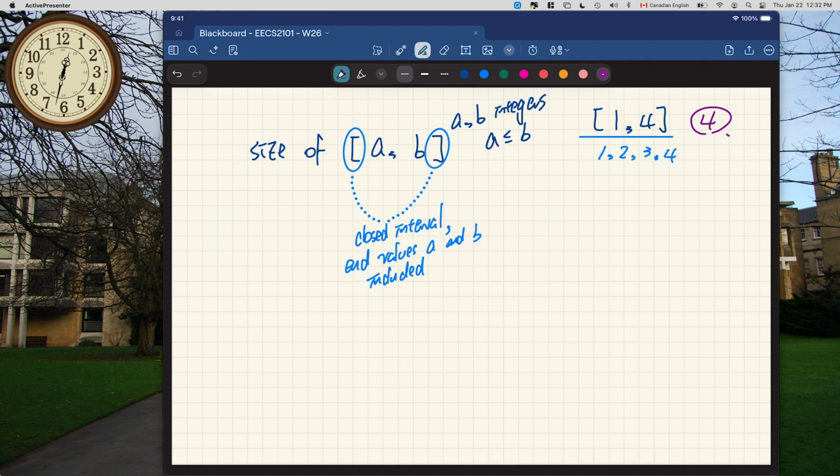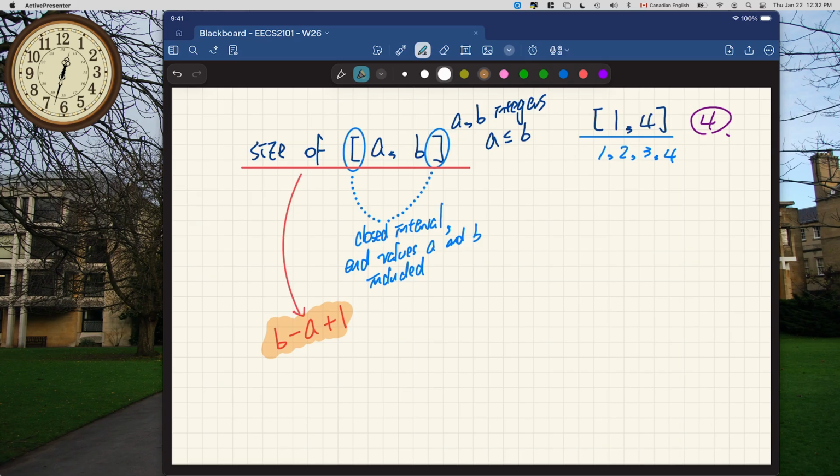Okay? So here's a little formula. The size of that would just be b minus a plus 1. Okay, let's verify that very quickly. I can give you a little bit of visual justification. Not really proof, just justification. Okay. So b minus a plus 1, right?